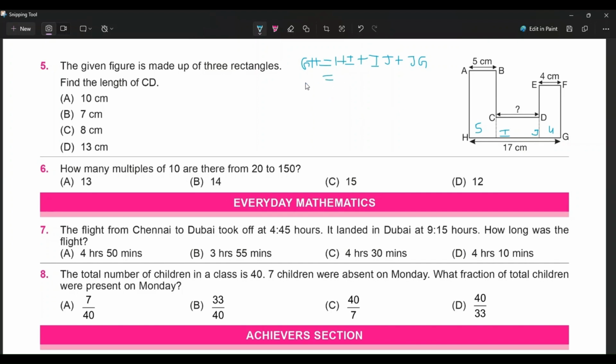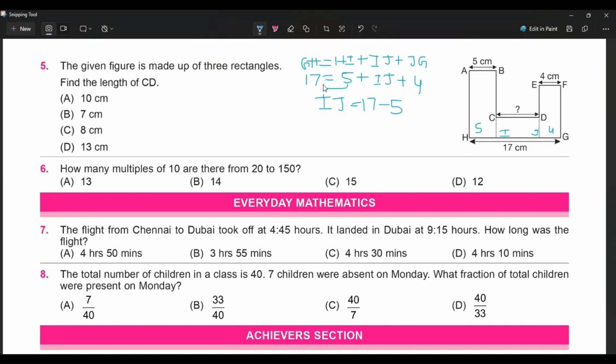So HI is 5, IJ is not known, and JG is 4. This we know GH is 17. So IJ is equal to 17 minus 5.